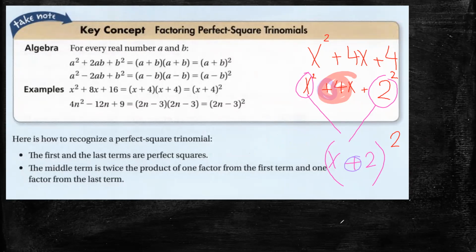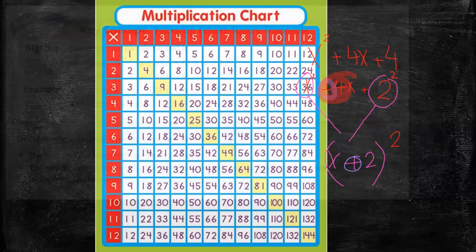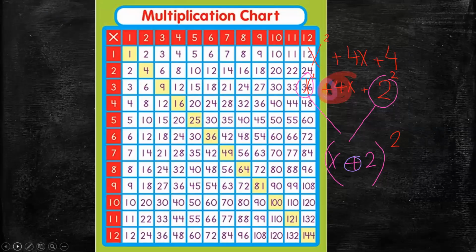Now, look here, they told me that the first and the last terms are perfect squares. What's the meaning of perfect square? How can I know if a number is a perfect square or not? As you see here, we have the multiplication chart. And if you multiply a number by itself, you get an answer.